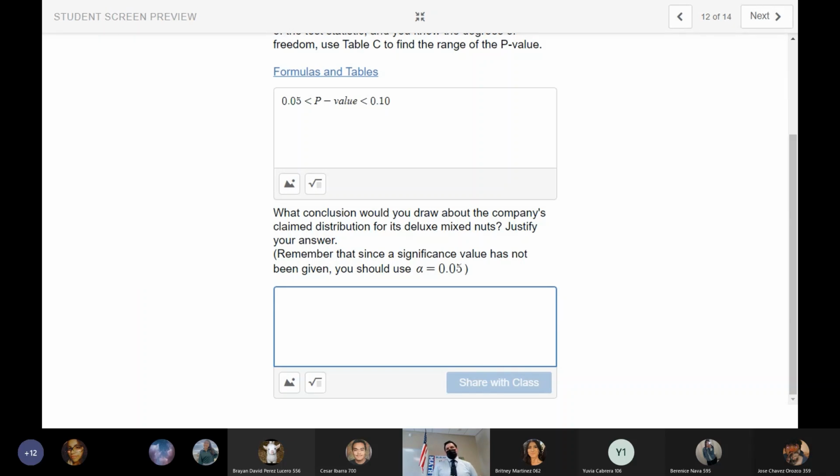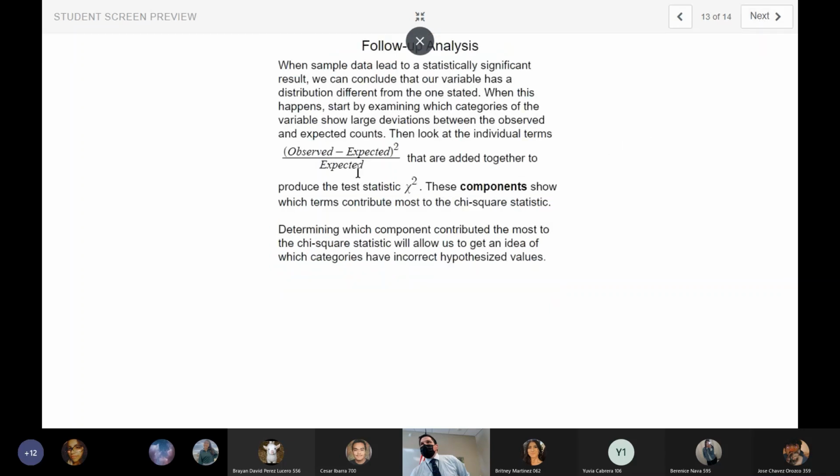So last thing we're going to talk about is our follow-up analysis, which was briefly talked about yesterday in the lesson, though it actually didn't talk about it. So we'll do a quick little blurb on that. When sample data lead to a statistically significant result, we can conclude that our variable has a distribution different from the one stated, which we did not have in our example.